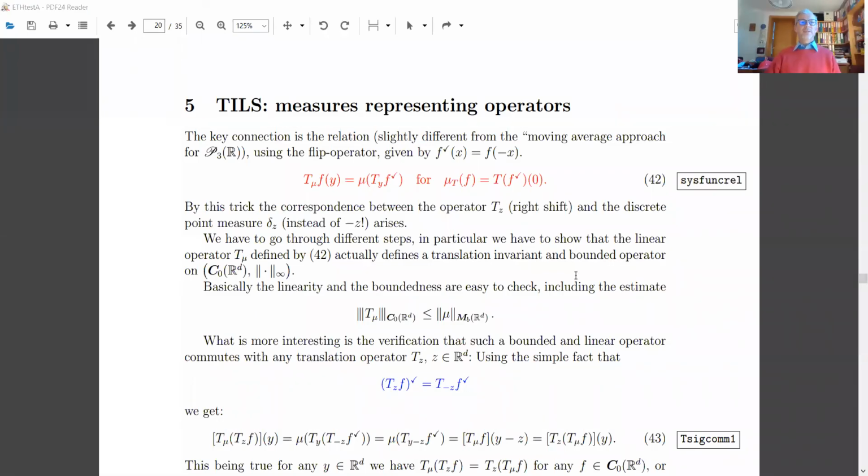Good morning. This is session 7 of the ETH course on mathematical methods of signal processing. And I'm working from the file prepared for this course, specifically ETH test A, which is in the current version of what we will see on the screen.